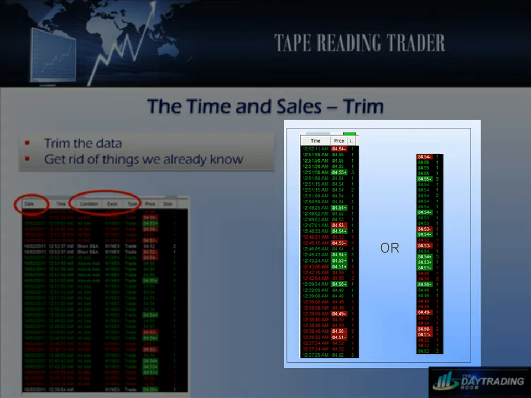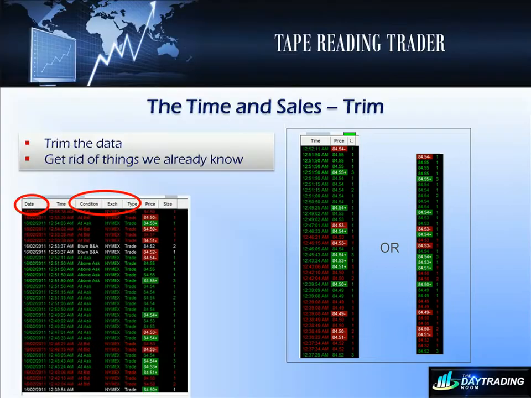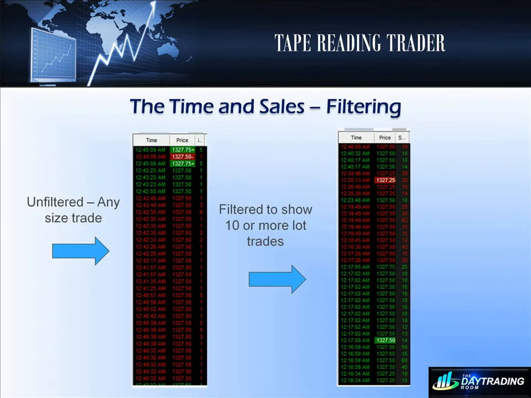Those are the two important things, quantity and price. We want to know the price that the transaction took place, we want to know the quantity that was at that price, and the color coding is going to tell us whether it was at the offer or at the bid. Final thing we do with the time and sales is we're going to use filtering.